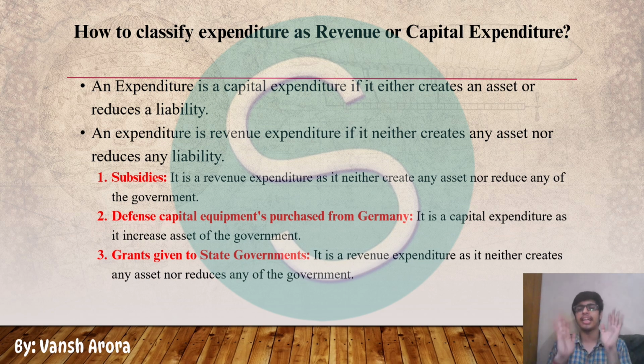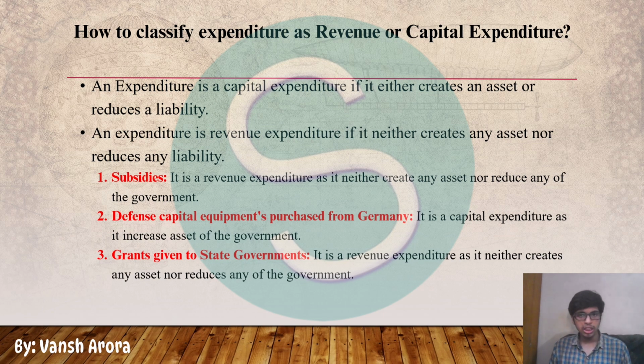Now let's take an example here. Number one is subsidies. Does a subsidy create any asset of yours? Will it create any asset for the government? No. Is giving subsidy a liability? Is it reducing a liability? Is it your liability to pay subsidies to the general public? No. So in this situation, subsidies will be considered as a revenue expenditure because it is not creating any asset of yours and not reducing any liability of yours.